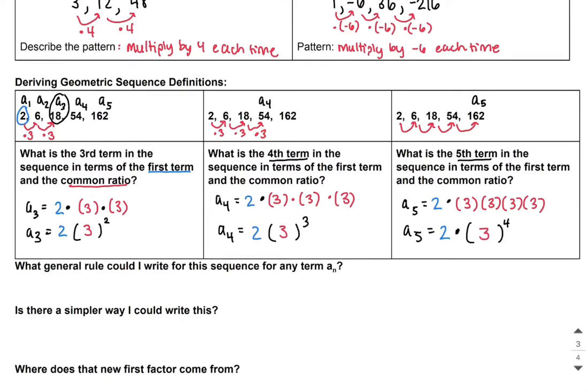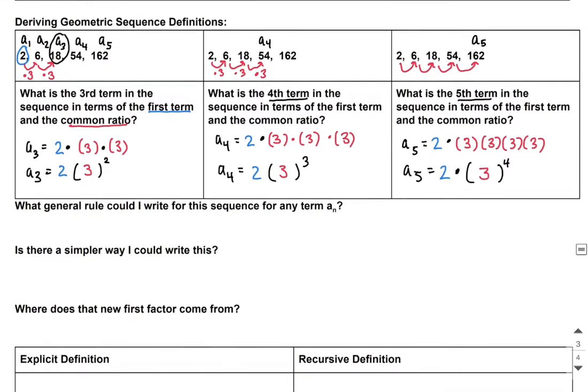All right, so I'm going to look for the pattern that I see here, and I want to write a general rule for this sequence. Now that I've answered those questions, I want to look for a general rule for this sequence: 2, 6, 18, 54, 162.